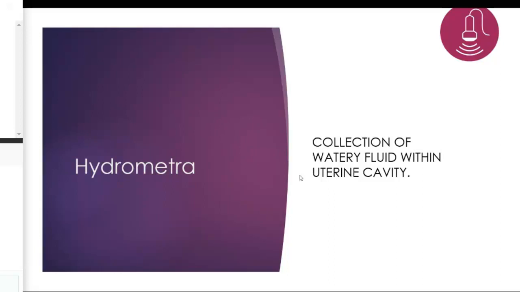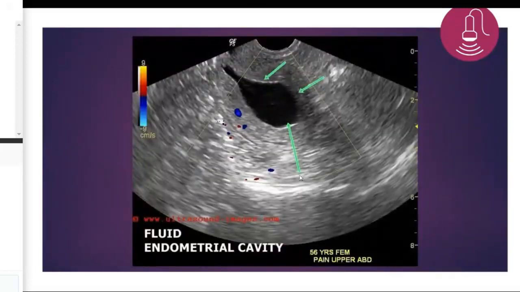So moving on to a different secretion of fluid, so hydrometra. So hydro meaning water, and then metra again meaning uterus. So collection of watery fluid within the uterine cavity. So we know that cystic watery fluid is anechoic.